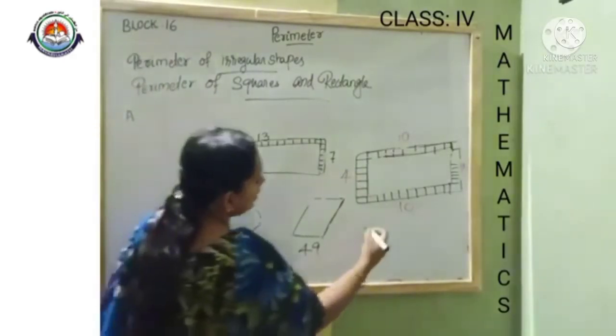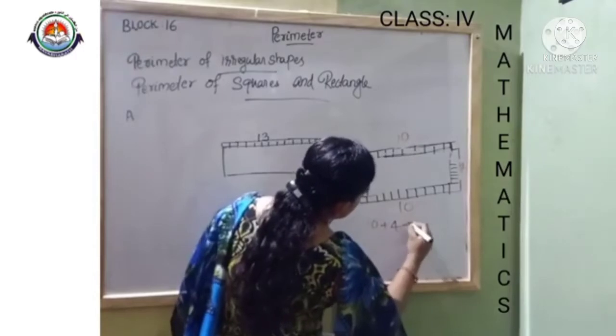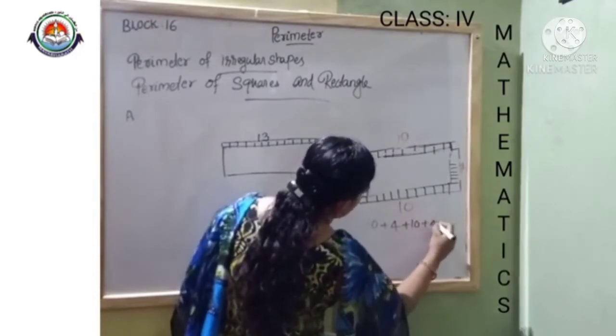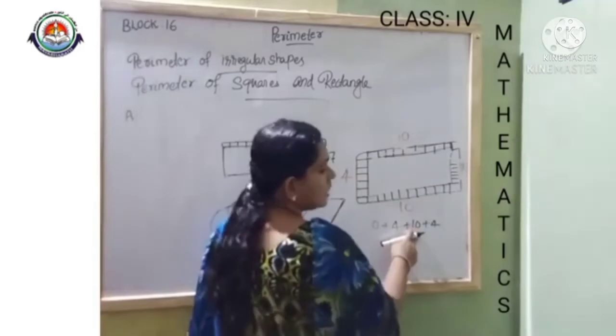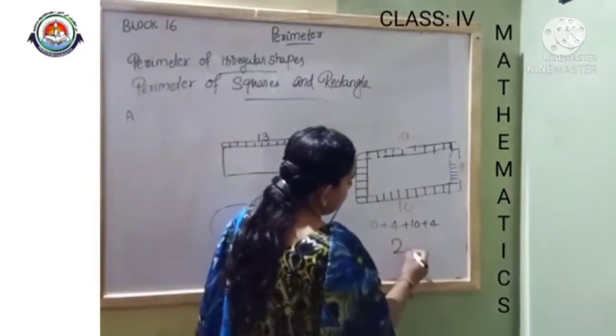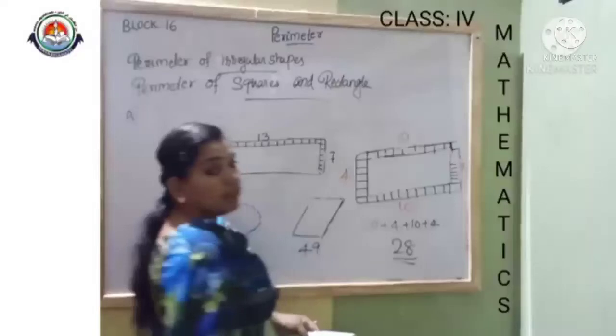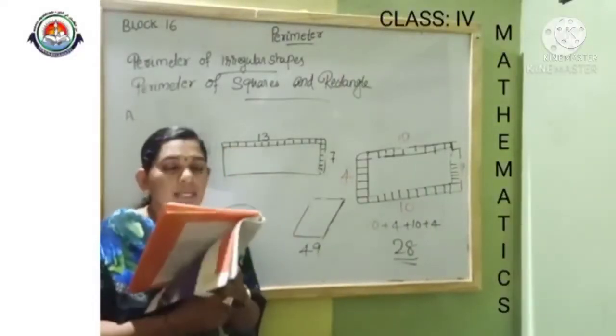What is the perimeter here? 10 plus 4 plus 10 plus 4. 10 plus 4, 14. 14 plus 10, 24. 24 plus 4, 28. What is the perimeter here? 28. Then second figure. Just count it.